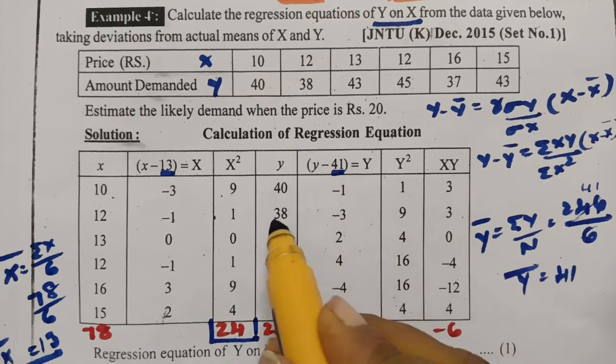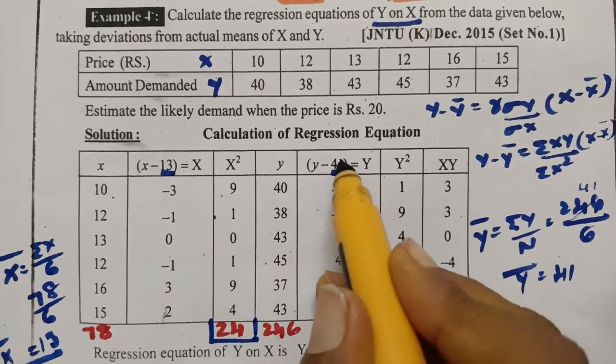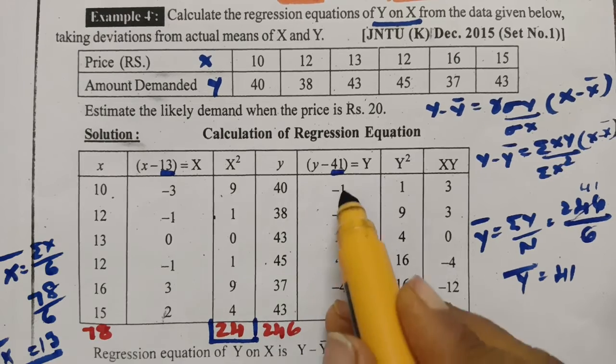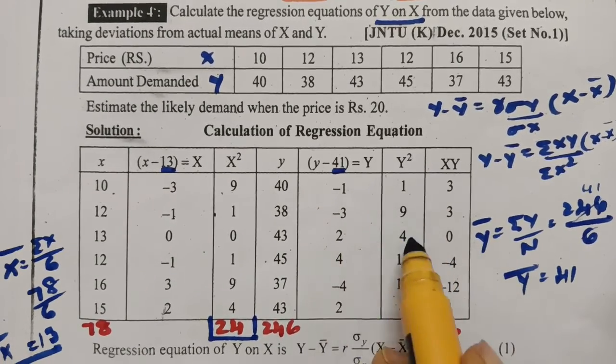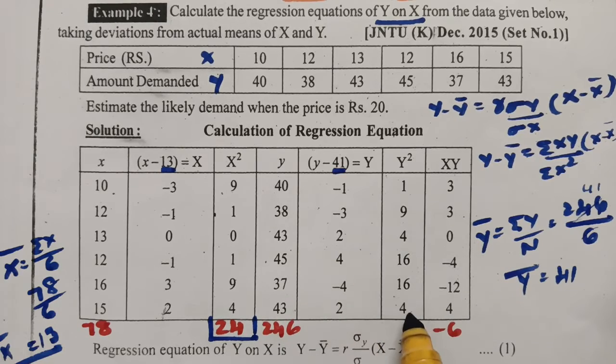That is 40 minus 41 is minus 1, 38 minus 41 is minus 3, 43 minus 41 is 2, and like that you have to fill this column. And y square: minus 1 square, minus 3 square, 2 square, 4 square, minus 4 square and 2 square.